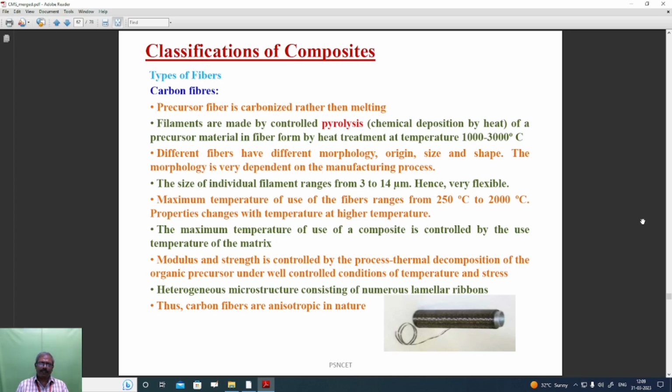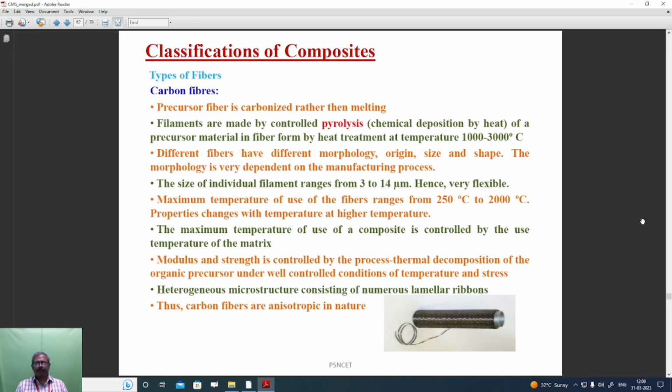The different fibers have different morphology, origin, size and shape. The morphology is very dependent on the manufacturing process. The size of an individual filament ranges from 3 to 4 micrometer, hence very flexible. The maximum temperature of use of fibers ranges from 250 degrees centigrade to 2000 degrees centigrade. Properties change with temperature at high temperature.